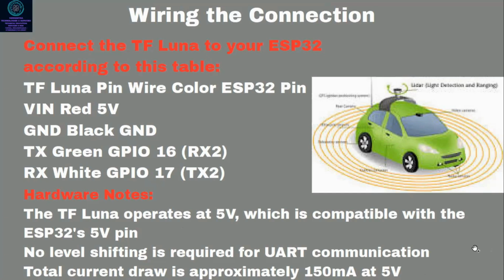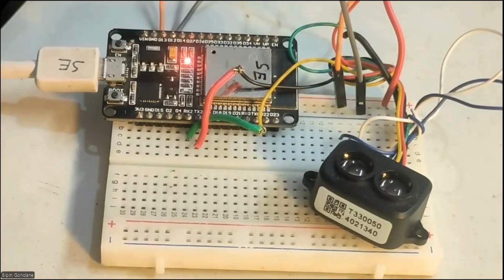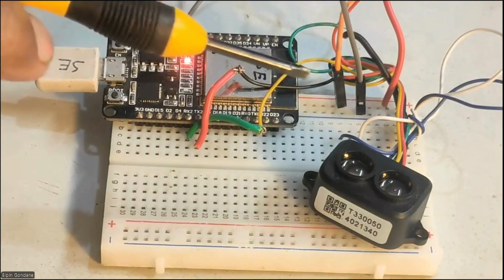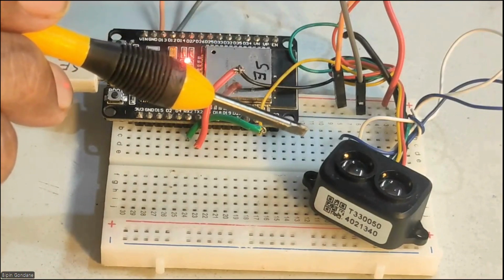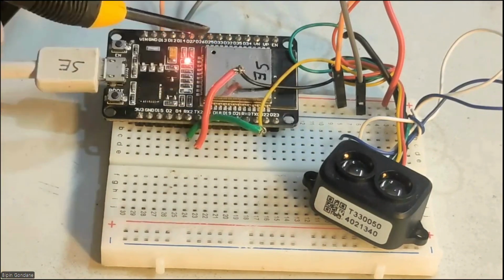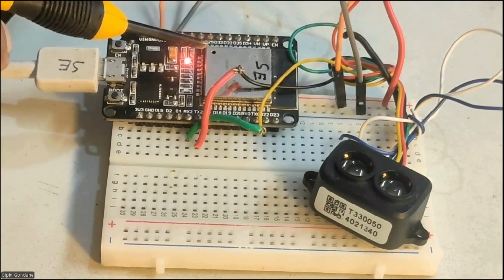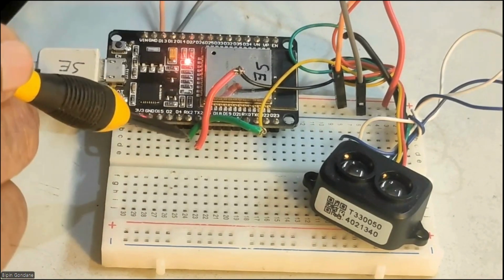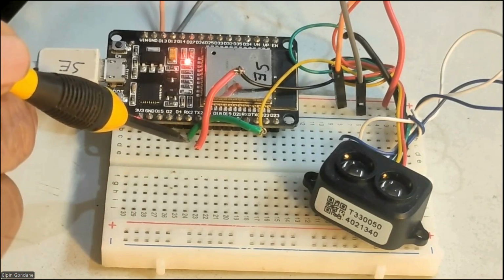Okay, so let's go to our lab and have a look at how it works. So we are in our lab. The circuit is very simple, only 4 connections from TF Luna. This is my LiDAR sensor and the ESP32. There are 2 connections here, that is TX and RX, the GPIO pins.